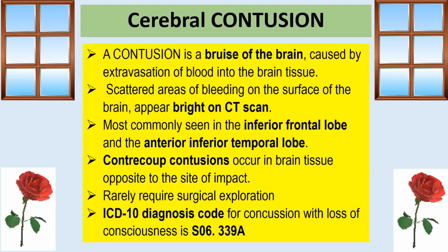A contusion is a bruise of the brain caused by the breakdown of small blood vessels and extravasation of blood into the brain tissue. These are scattered areas of bleeding on the surface of the brain rather than coherent blood clots, seen most commonly along the undersurface and poles of the frontal and temporal lobes. These appear bright on CT scans.